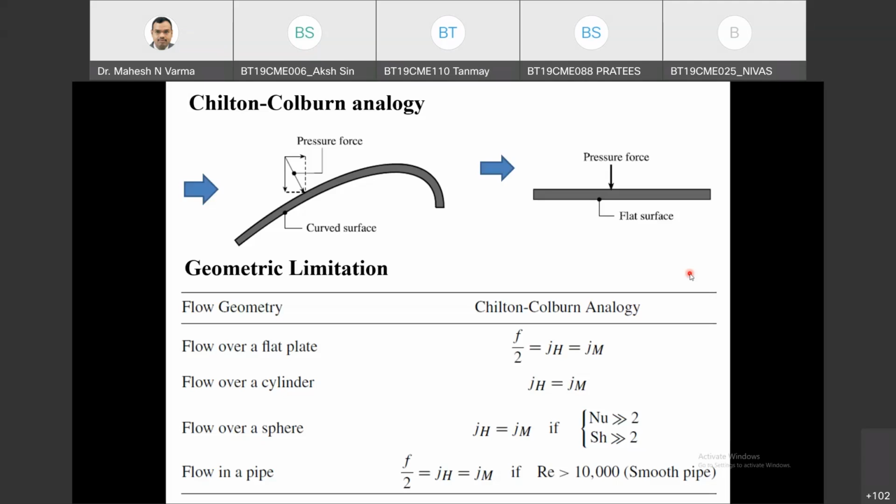In class we are considering only the Reynolds analogy and the Chilton-Colburn analogy, but there are thousands of analogies available in the literature. Thousands, I am telling. Almost every year, some 10-15 analogies are published. If you are very much interested, you can go into the literature and you will find so many analogies.